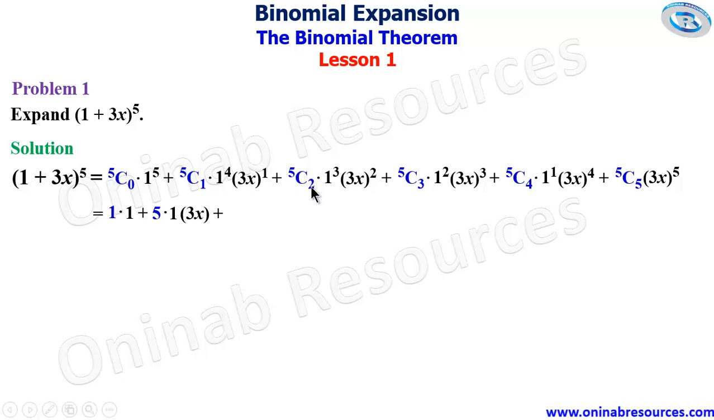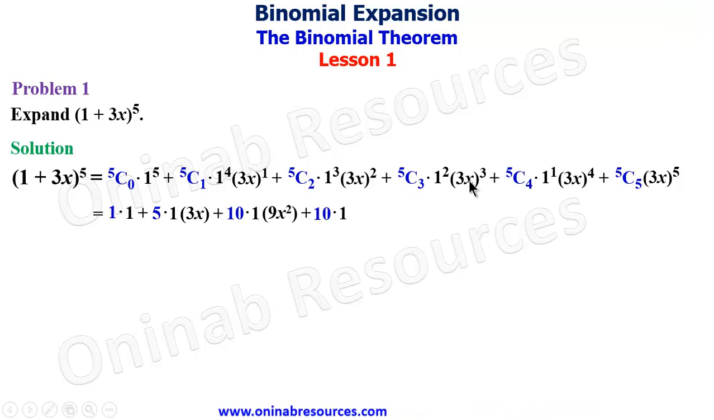Then we go to 5 combination 2. 5 combination 2 will give us 10. So we have it as 10. And 1 raised to power 3 will still give us 1. 3x squared. You are squaring everything inside the bracket. And that's going to give us 9x squared. Since 3 squared is 9, we have it as 9x squared. Then we go to the next term. That's plus 5 combination 3 again is 10. So we have 10 times 1. Then 3 raised to power 3 gives 27x raised to power 3. So we have it as 27x raised to power 3. We are done with this term.